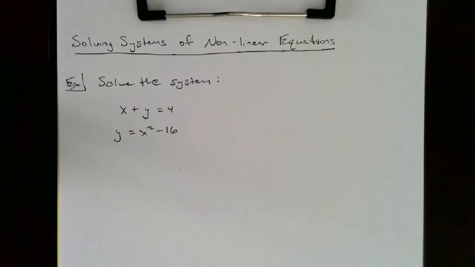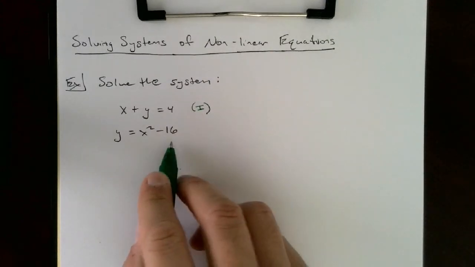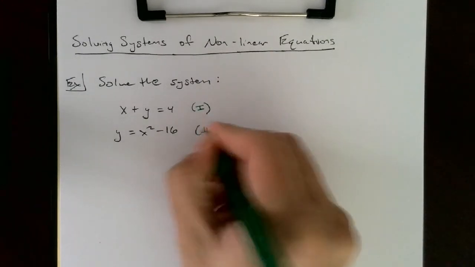And we're still going to use the same methods to solve these, which would either be substitution or elimination, depending on what works best in our case. So if I ask you to solve the system here that has x plus y equals 4, and I'll label this equation 1, and y equals x squared minus 16, I'll label this equation 2.